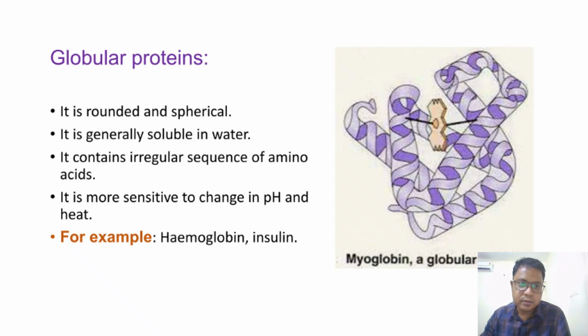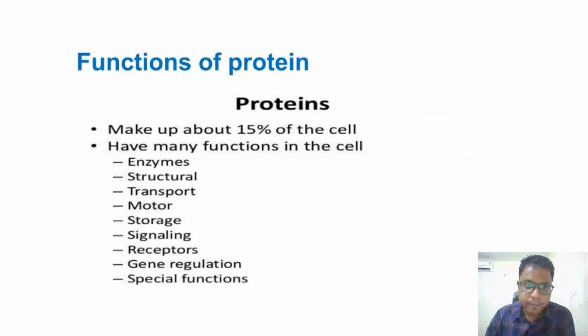And globular protein is rounded and spherical in shape. It is generally soluble in water. It contains an irregular sequence of amino acids. It is more sensitive to pH and heat. For example, hemoglobin and insulin. So myoglobin is a globular protein.